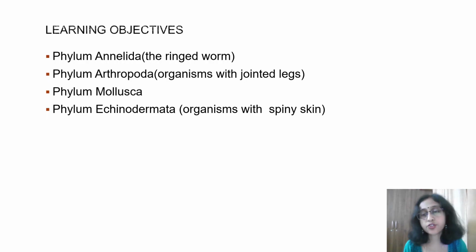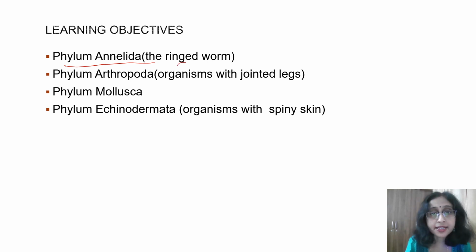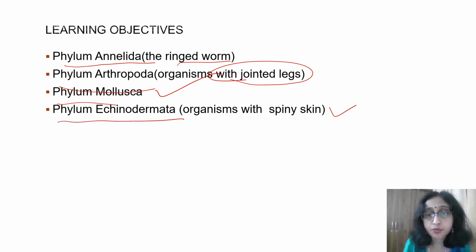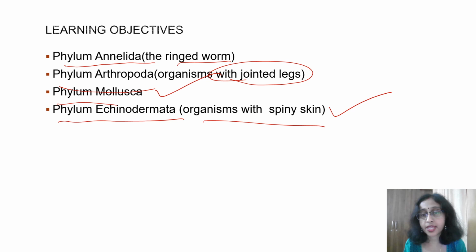Now, what are we going to learn by the end of this lesson? The main learning objectives are: we are going to learn about the characteristics of phylum Annelida, that is, the basis of classification, what characteristics we decided on, as well as the other characteristics apart from the basis of classification. So phylum Annelida, that is the ringed worm, phylum Arthropoda, that is organisms with jointed legs or appendages, phylum Mollusca, and last but not the least, phylum Echinodermata. So these are all non-chordates. After this episode, I'll be coming with the class video teaching the chordates.